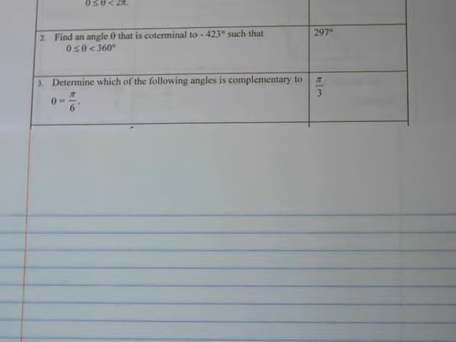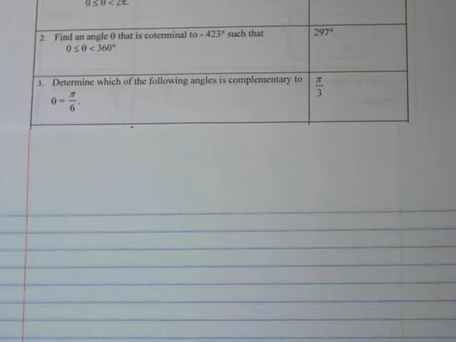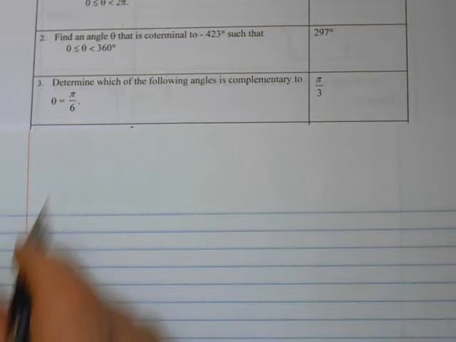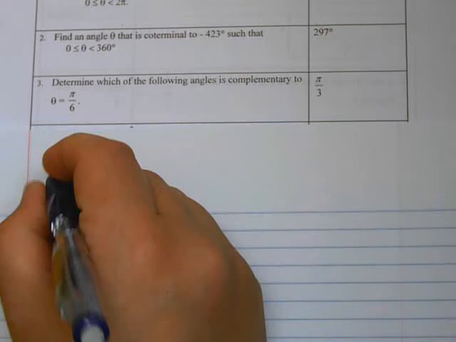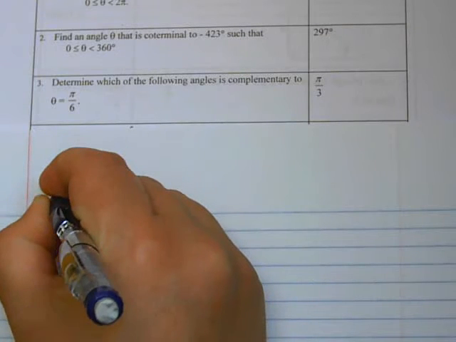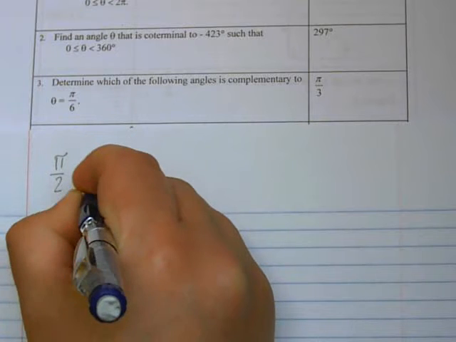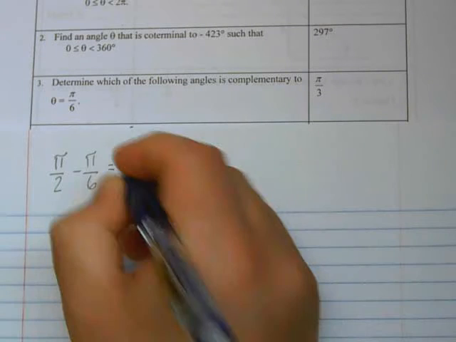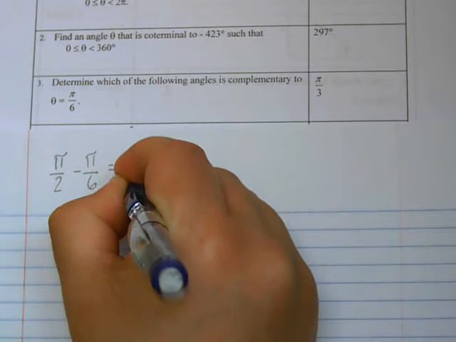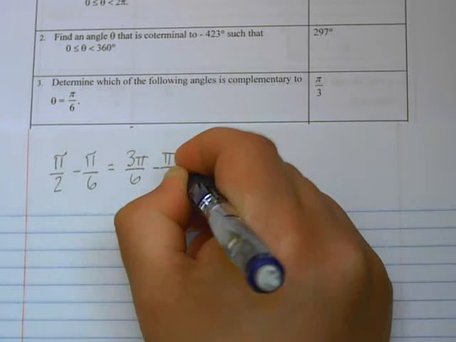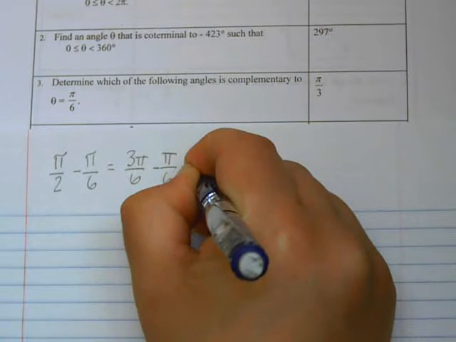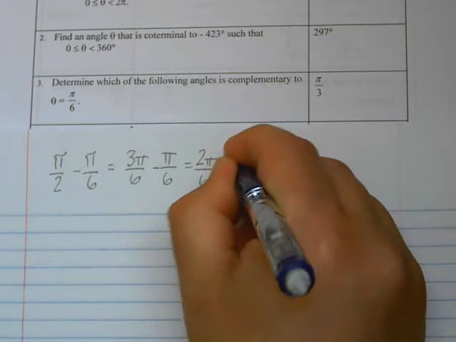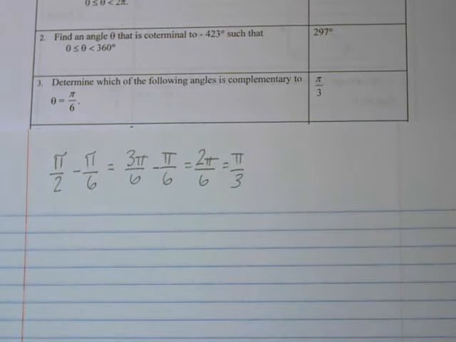Okay, for number 3, we're looking for a complementary angle. Two complementary angles have measures that add up to 90 degrees or pi over 2 radians. So we're given one angle, pi over 6. So we subtract pi over 2 minus pi over 6. A common denominator would be 6. So we get 3 pi over 6 minus pi over 6 is 2 pi over 6, which reduces to pi over 3.